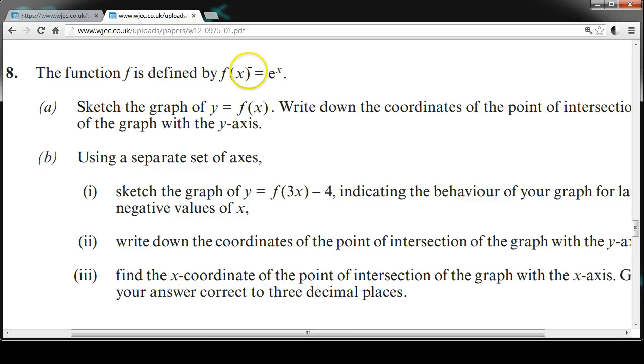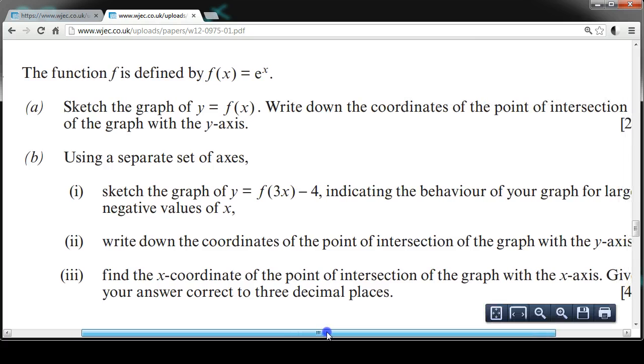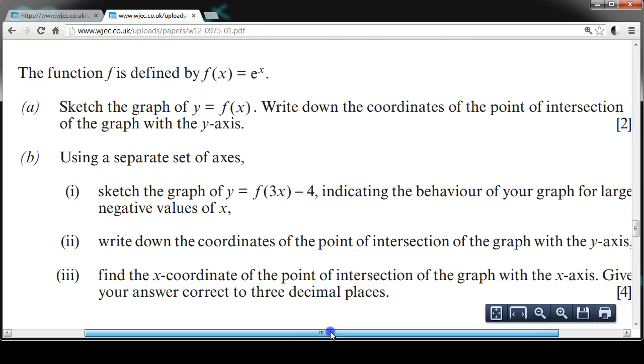The function f is defined by f of x equals e to the x. A. Sketch the graph of y equals f of x. Write down the coordinates of the point of intersection of the graph with the y-axis.